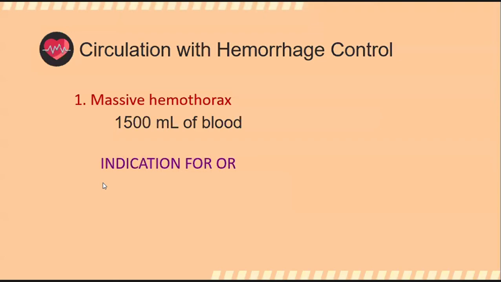Another one, if you have 300 cc of drainage every hour for the next 2 to 3 hours, it means you also need to open because there is a vascular injury, and you need to control the bleeding. So the only reliable means to quantify your hemothorax is not by X-ray, but by inserting your chest tube.